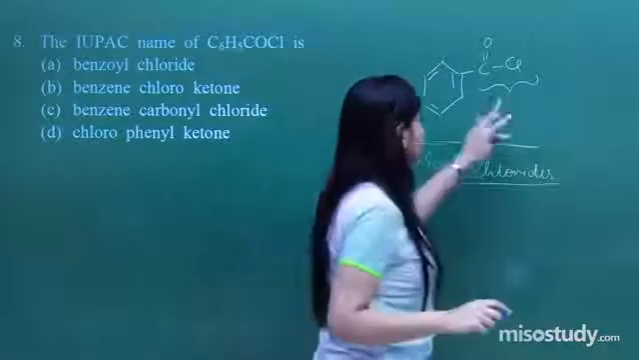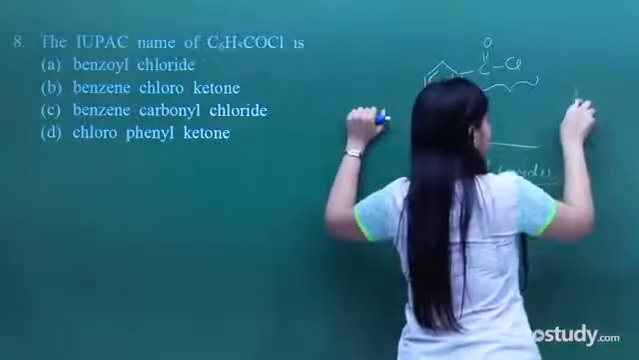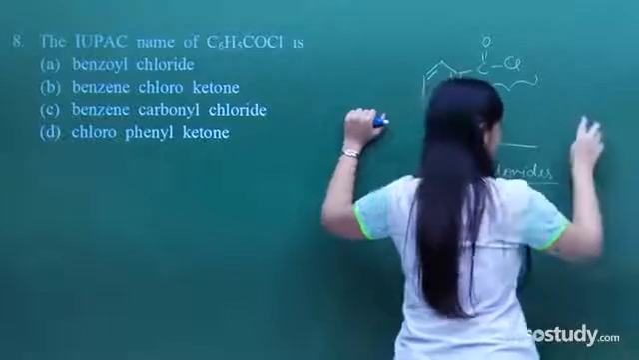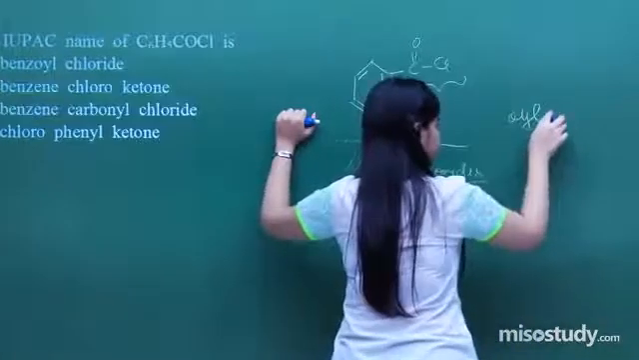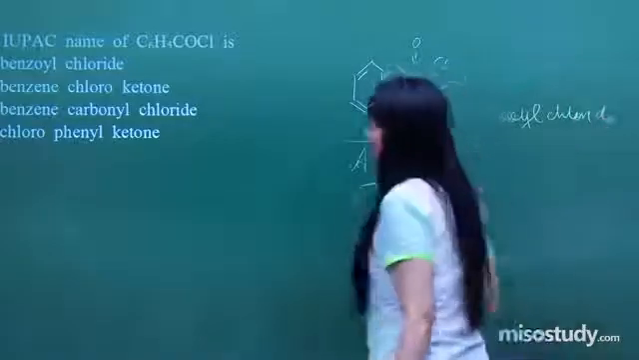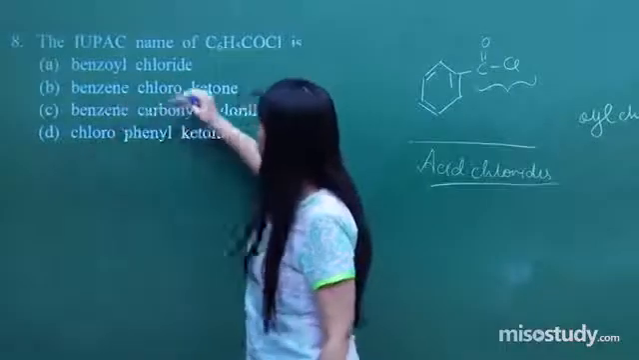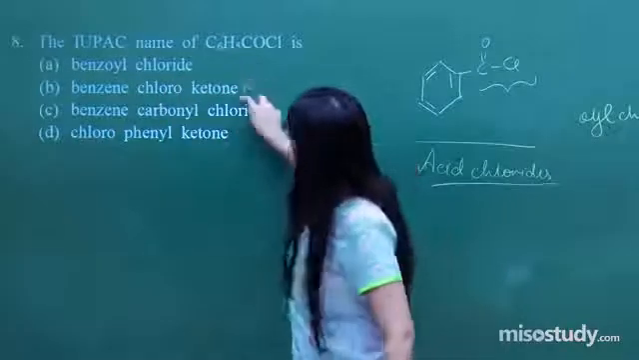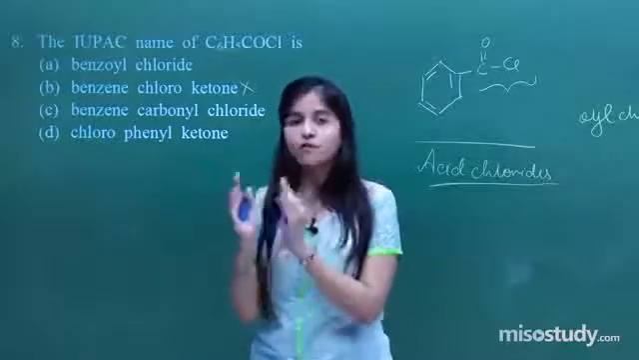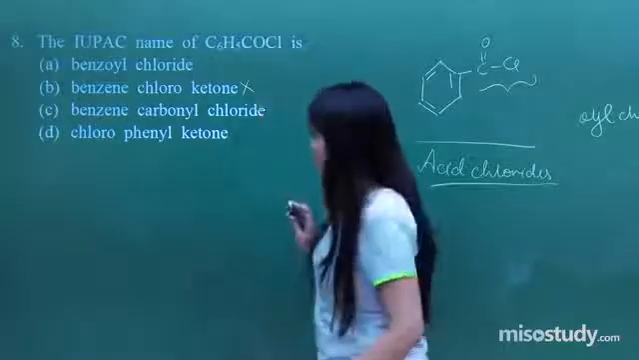And what is this? This very group, we mention it as oyl chloride. If you look at the options here, what are the options? Benzoyl chloride, benzene chloroketone. Ketone will not be the answer, because here we are considering COCl as the whole functional group and not particularly the keto. So we are not considering this.